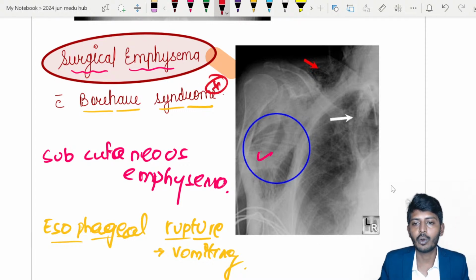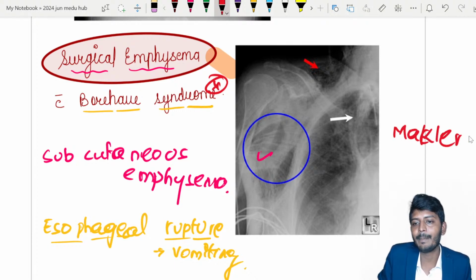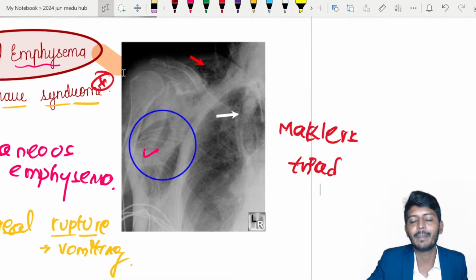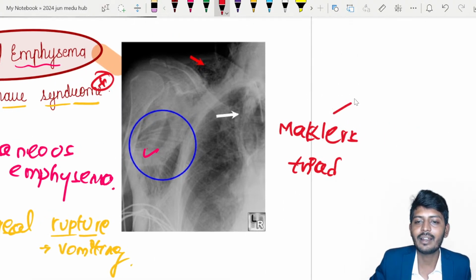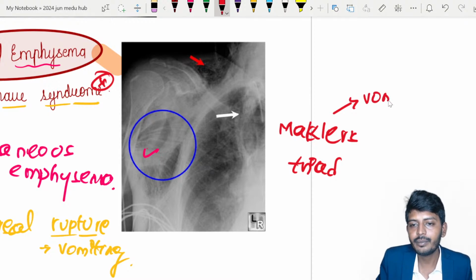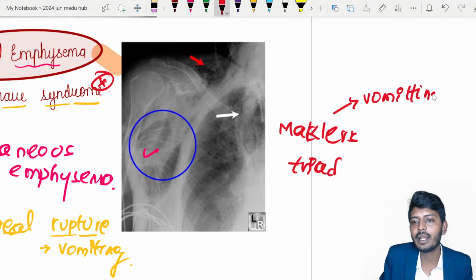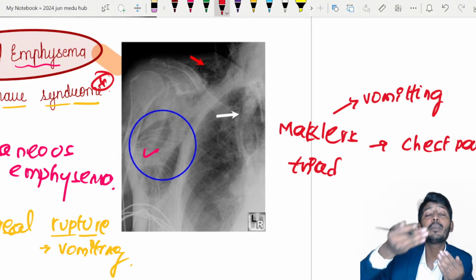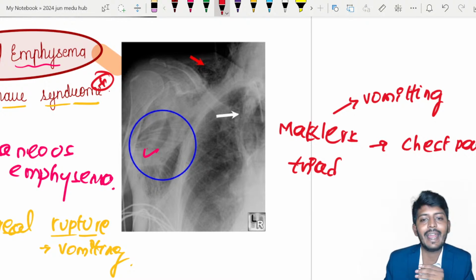So in Boerhaave syndrome, you are going to get something called Mackler's triad. What is Mackler's triad, sir? This was a previously asked MCQ. Please remember, Mackler's triad occurs as a result of Boerhaave syndrome. The patient will have vomiting. Yes, of course, chest pain. The patient will have a very severe chest pain. Why? Because the esophagus is where? It is in the posterior mediastinum. Where is the esophagus located anatomically?